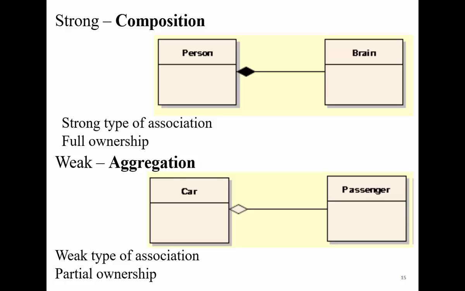We have a car and a passenger inside the car. The relation between the passenger and the car is aggregation. The car can live alone and the passenger can live alone. So the car can have 4 passengers, but it does not own these passengers. That is why we have a partial ownership. While they are riding, the car owns them, but once the car stops, there is no ownership between the car and the passengers.